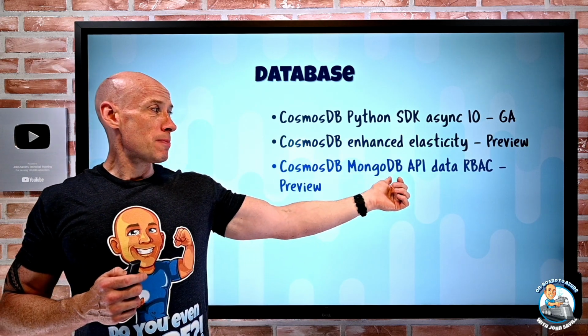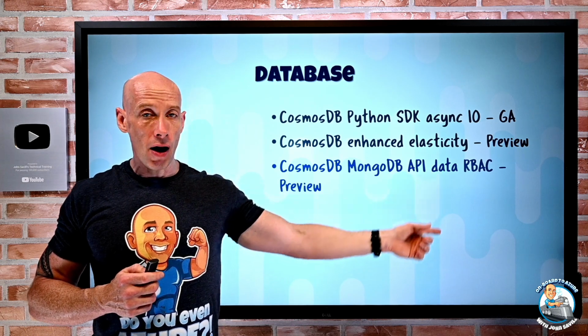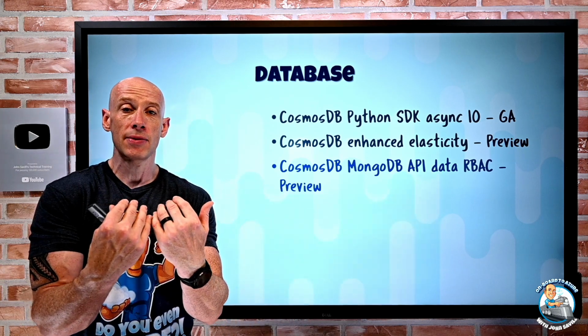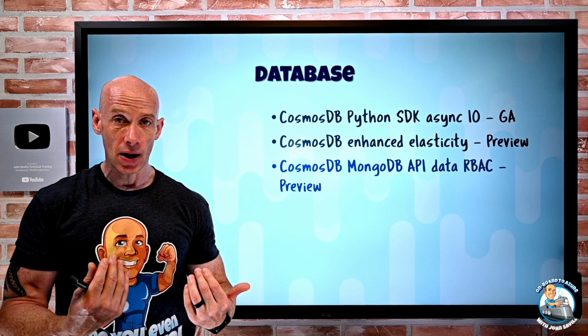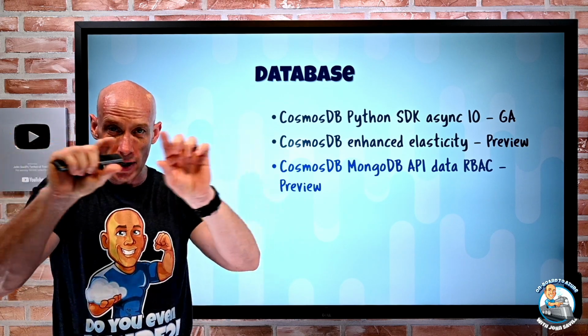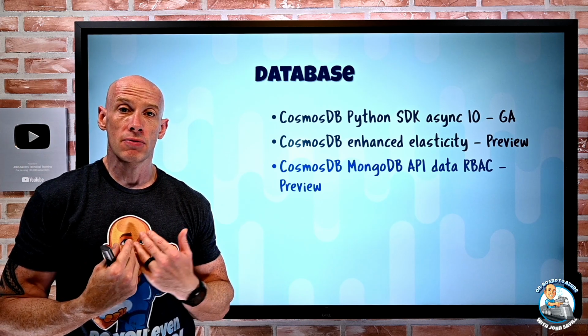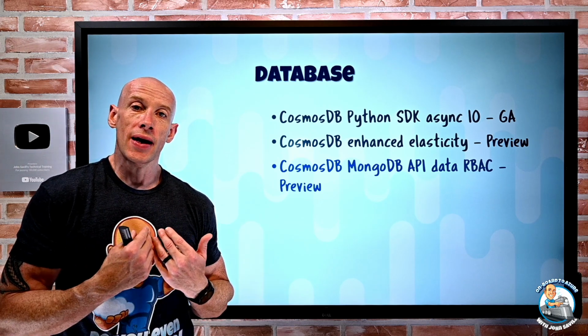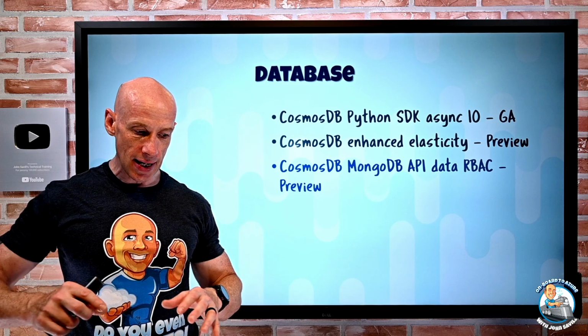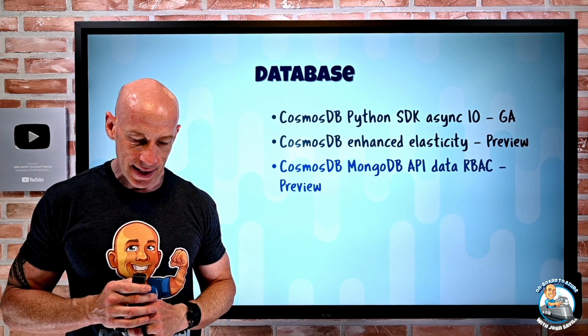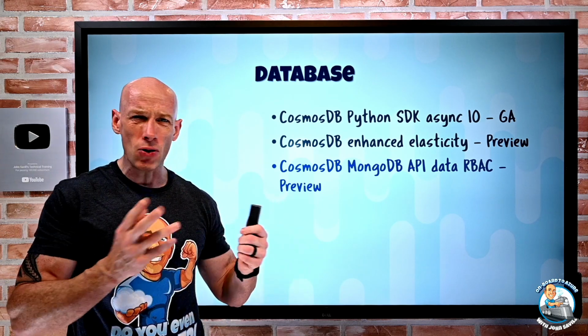CosmosDB MongoDB API data plane RBAC. So this is saying, hey, when I'm interacting with the data via the API, rather than the control plane, the Azure Resource Manager, the data plane, I can now use role-based access control. So I can give particular roles based on the data to my various identities. That's much better than having to use some key or something else.